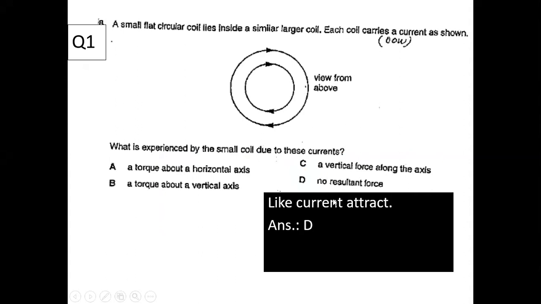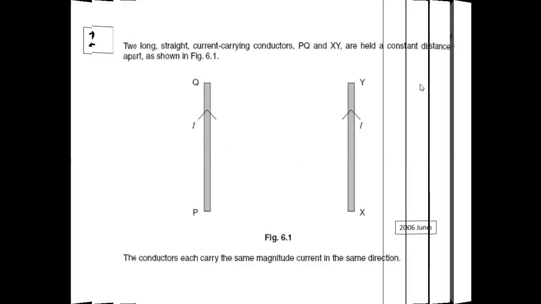What is the problem? Okay. The idea is we are just using what we have learned. For like currents, the gap is the same, or the distance apart is the same. So the force is the same magnitude, but in the opposite direction as well.